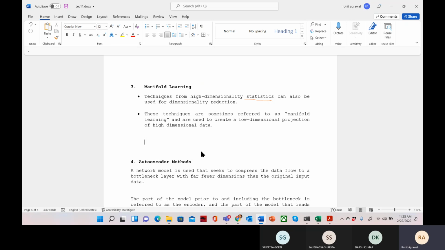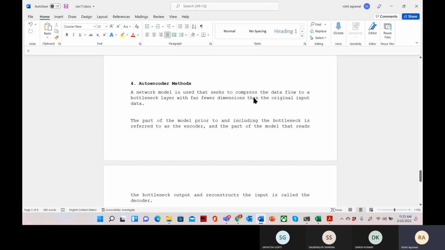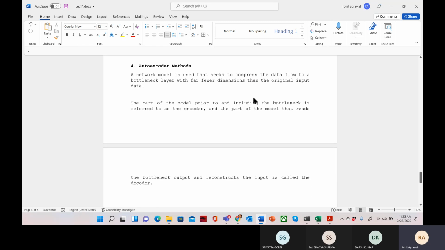Suppose, for example, instead of using all the features you can use the mean value of those features, the standard deviation, or some other kind of statistically derived values. So that is clear. Manifold learning is some technique from high dimensional statistics. And the last one that you will find in research papers is called autoencoder.